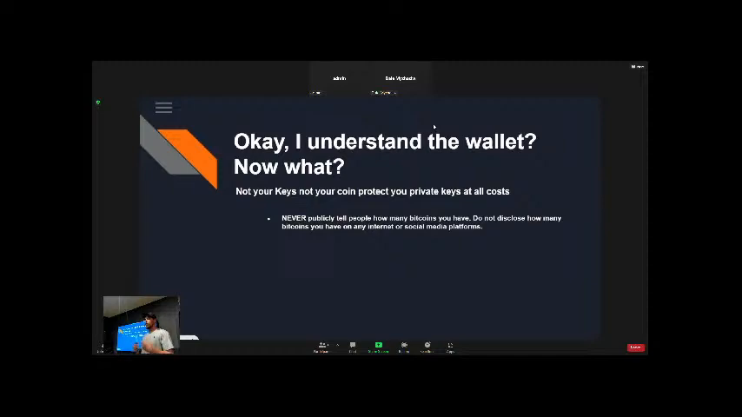Not your keys, not your coin. So protect your private keys at all costs, right? Again, that goes into that custodial wallet situation, like blockchain.com or again ShakePay or crypto.com. Those are all custodial wallets. They all have your private keys. So if they go down, your coin is gone. So it's really important to keep your own private keys and not to share them with anyone.